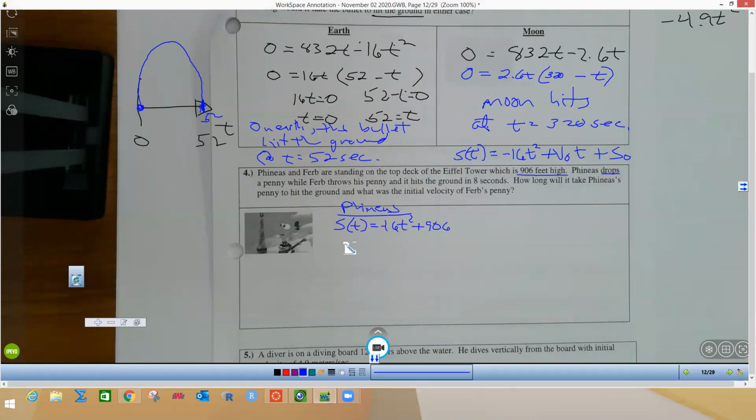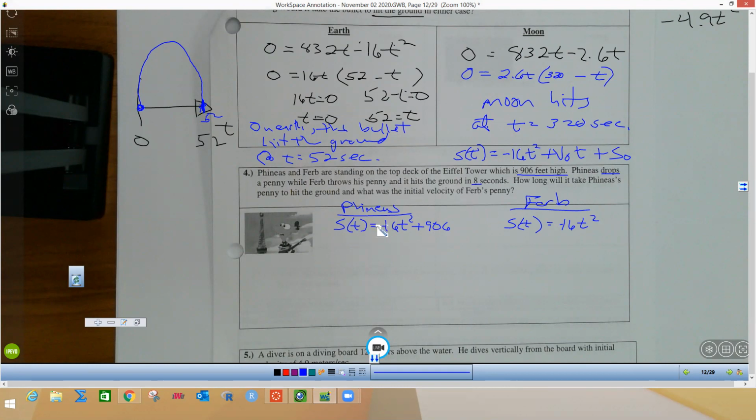Now we want to know how long it took the penny for Phineas to hit the ground. Let's just come over here and write the other equation. So we got Ferb over here, and he is going to take the penny and throw it. So he's going to throw his penny and it hits the ground in 8 seconds. Now, is he throwing his penny up or down? We don't know. So we are going to have to solve this.